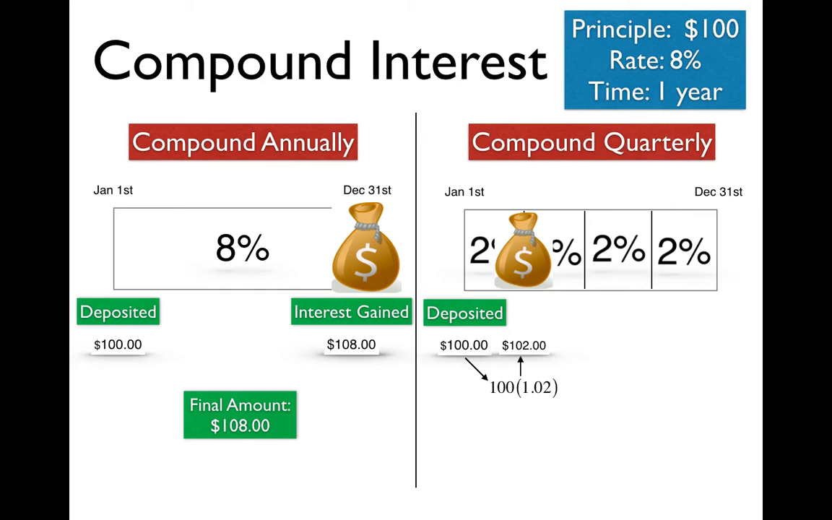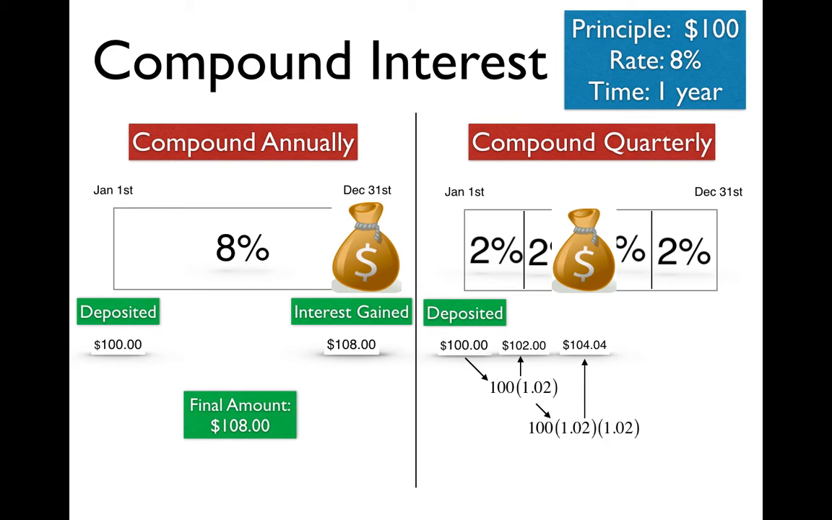So that's fine and dandy. And then another few months will pass, and we're going to add another 2% of that compounded interest in here. So basically what I'm doing here is I'm taking whatever I had the last quarter, which is 100 times 1.02, and I want to add another 2%. So I'm going to multiply this by another 1.02.